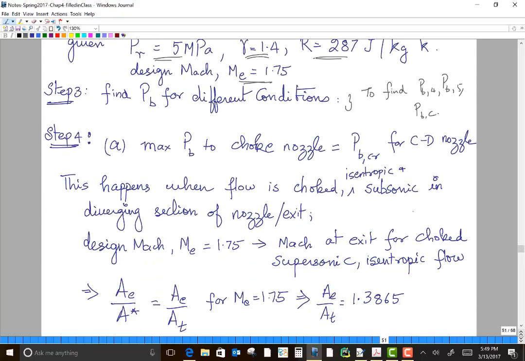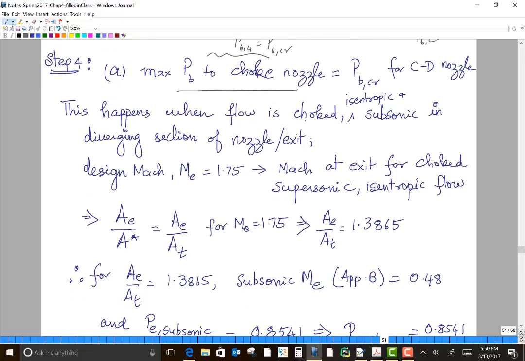Okay, so let's compute maximum PB to choke the nozzle. That is the first part of the question. So this is basically PB4, which is also the same as PB critical, which happens when the flow is choked, isentropic and subsonic in the diverging section of the nozzle. So the design Mach number is ME equals 1.75. So from that you can get from appendix B, AE by A star. Since the flow is choked, A star equals AT, so this is AE by AT. And for ME equals 1.75, the AE by AT is 1.3865.